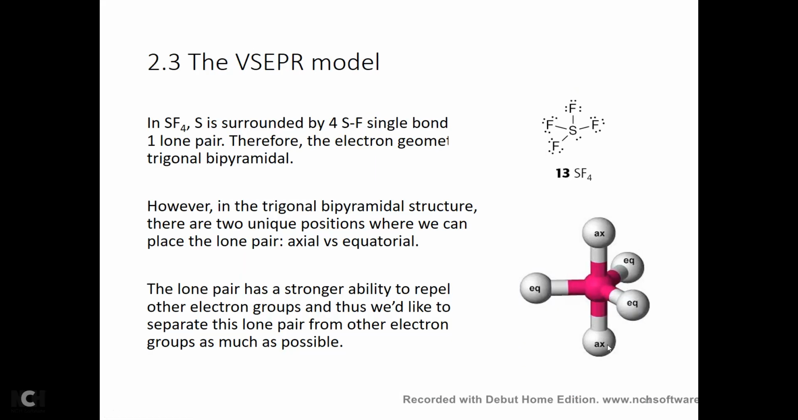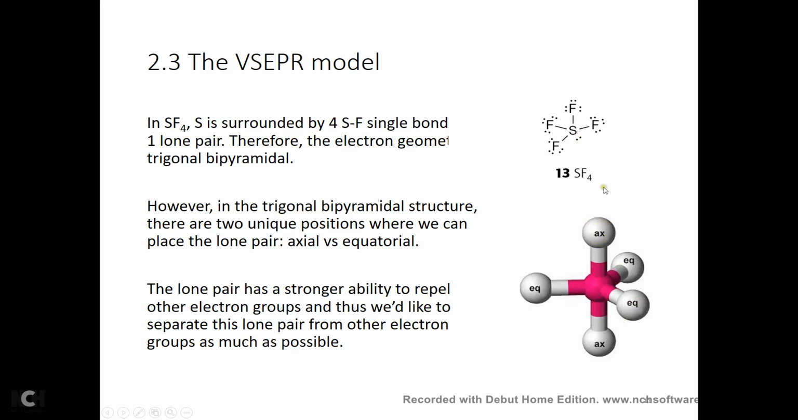More about VSEPR. Sometimes you have bonding electrons and lone pair electrons, and then you have different positions. Where should we, for example, put this lone pair on sulfur in this electron geometry? This sulfur is surrounded by 1, 2, 3, 4, 5 electron groups, so it's trigonal bipyramidal. That's perfect. But we can put this lone pair here in the axial position, or here, the equatorial position. So what do you think?